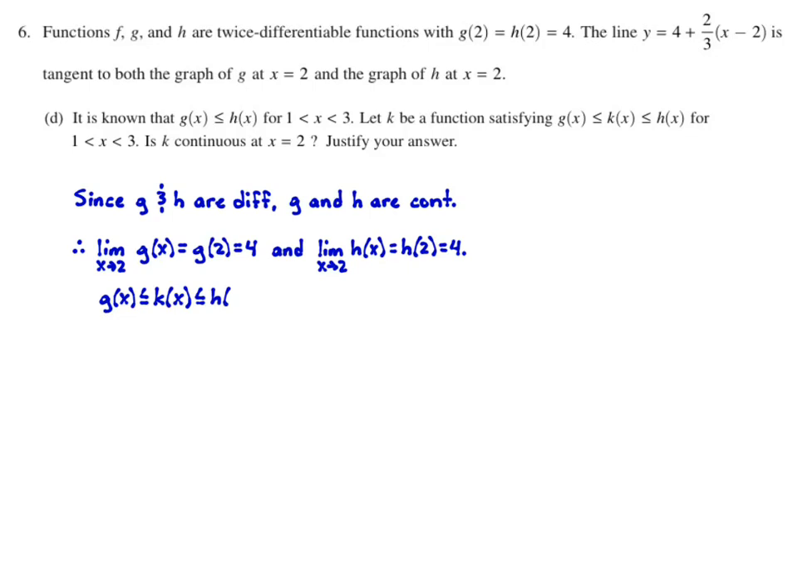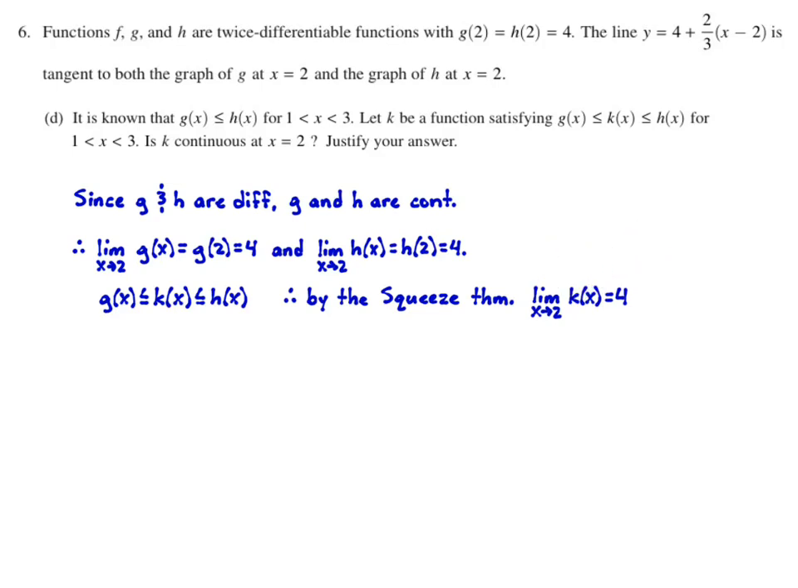Since g of x is less than or equal to k of x is less than or equal to h of x, that implies, by the squeeze theorem, that the limit as x approaches 2 of k of x is equal to 4. And so you can see that as x approaches 2, g of x is approaching 4. So we might have g of x that looks something like a curve up above. Sorry, it would actually be below. g of x is below.